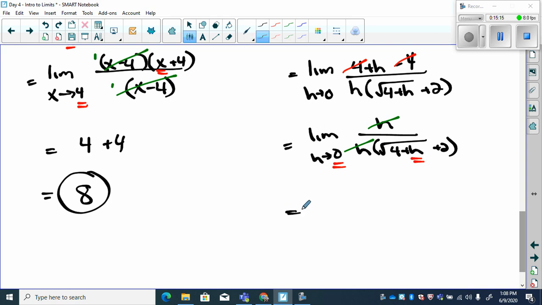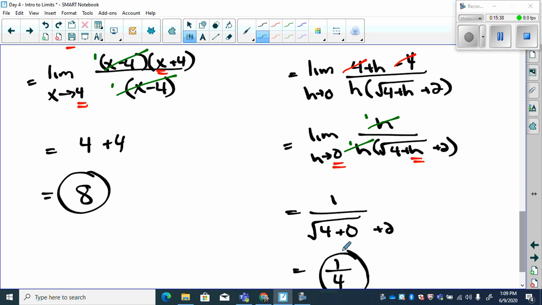Now just be careful. Okay, you can drop your limit notation. What would the numerator equal? The numerator would just be a 1. And on the bottom, this would be the square root. You don't have to show this work. 4 plus 0 plus 2. Well, that's the square root of 4, which is 2, plus 2 gives me 1/4. So as h approaches 0, that function approaches a height of 1/4.